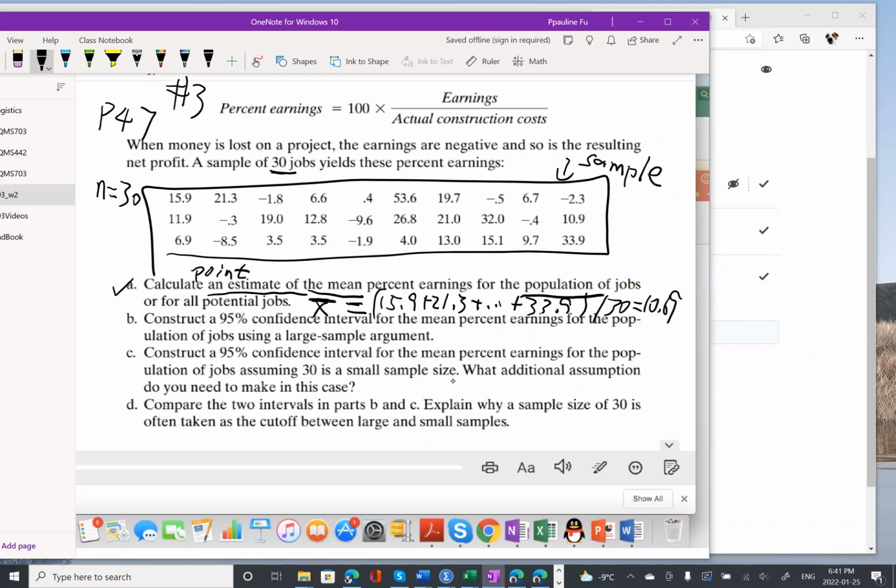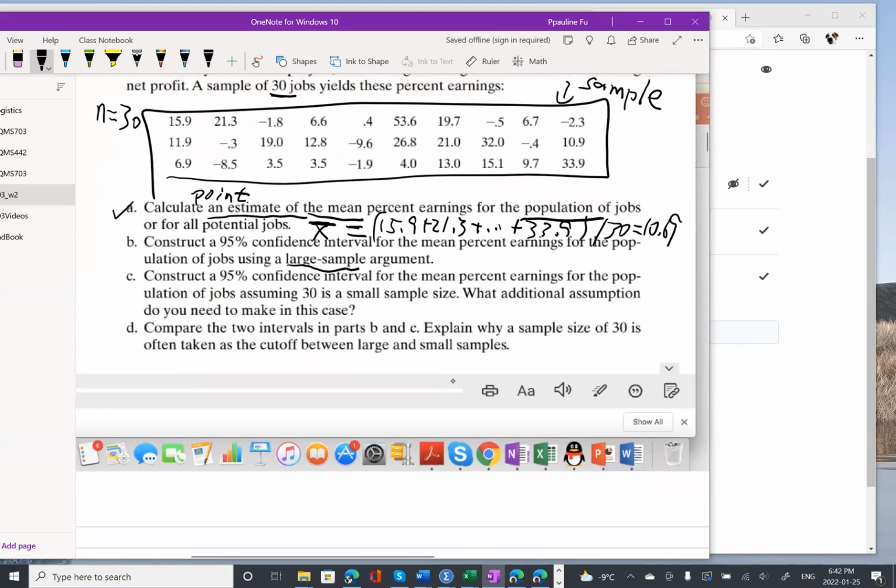Question B: construct a 95% confidence interval for the mean percentage earnings for the population. So construct a 95% confidence interval given the large sample argument. Suppose those 30 data is a large sample. When you consider a sample as a large sample, you use normal distribution. And the question asks you for the interval, so you use the normal distribution formula.